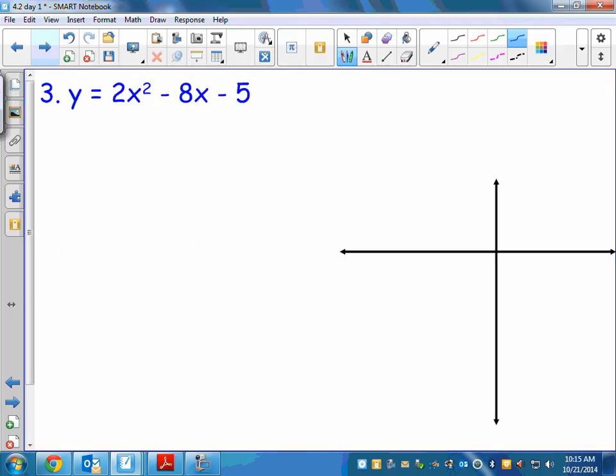Let's try this one. Do try this one actually. Factor the 2 out. That's your first step. Right? You have this and then a -5.